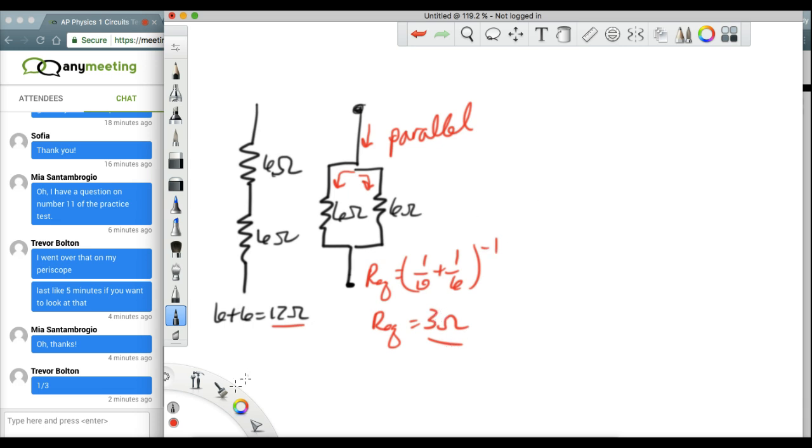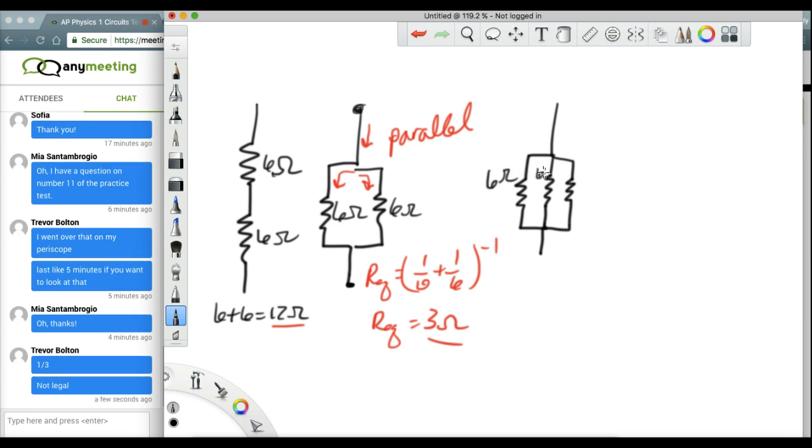What happens if I add a third resistor to that? So now I have the same two 6 ohm resistors, but I'm going to add a third resistor to that branch. 6 ohms, 6 ohms, and 6 ohms. And what I've said in class over and over again is that the more parallel paths that we add, the less the overall resistance is going to be.